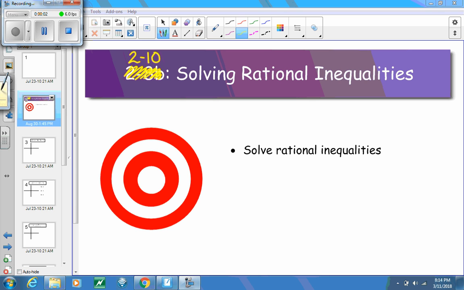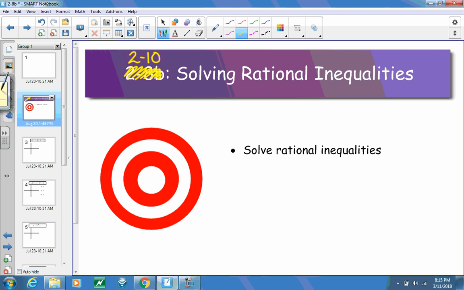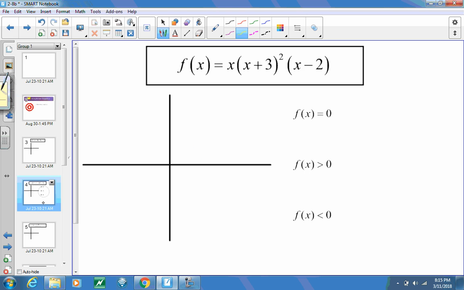All right, so wrapping up chapter 2, we're going to go ahead and take a look at what we do when we solve rational inequalities. If you have a really good understanding of how to solve polynomial inequalities, then this is really just going to be the same thing. By having you sketch out a graph of the rational function, that is really your best bet to be able to look at this. So that's the way that I'm going to be showing you this.